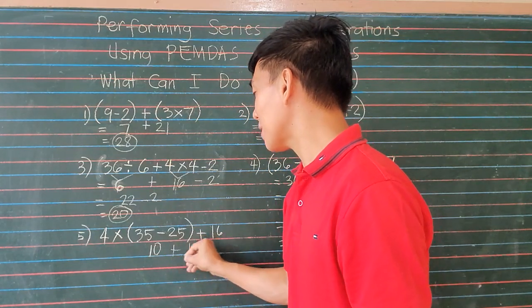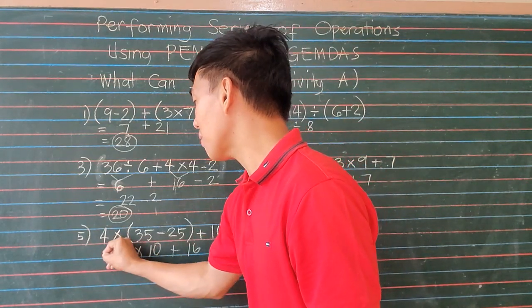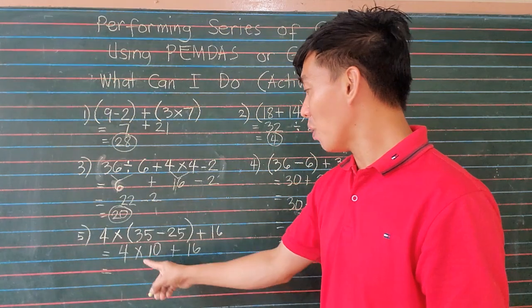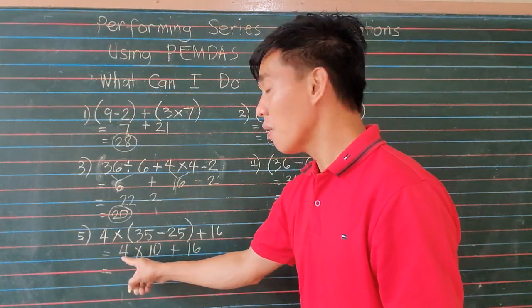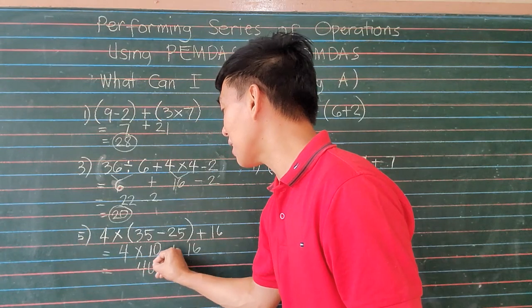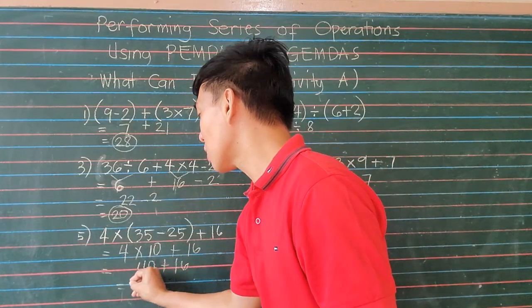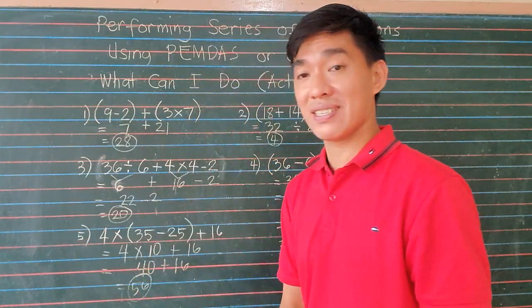And finally, inside the parentheses, that is equal to 35 minus 25, which is equal to 10. Copy plus 16. Copy 4 times. Then multiply first ahead of addition. 4 times 10 is equal to 40. Then plus 16. So the final answer is 56.